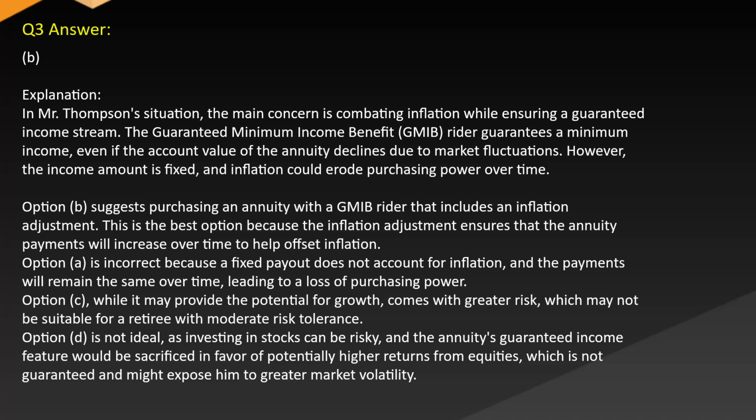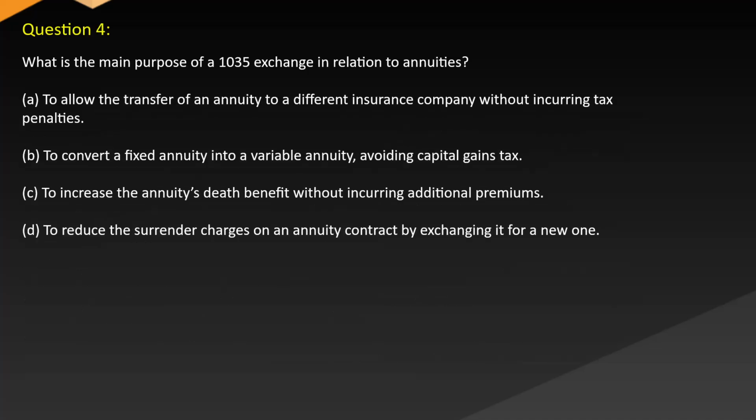Option C, while it may provide the potential for growth, comes with greater risk, which may not be suitable for a retiree with moderate risk tolerance. Option D is not ideal, as investing in stocks can be risky and the annuity's guaranteed income feature would be sacrificed in favor of potentially higher returns from equities, which is not guaranteed and might expose him to greater market volatility. Question 4. What is the main purpose of a 1035 exchange in relation to annuities?